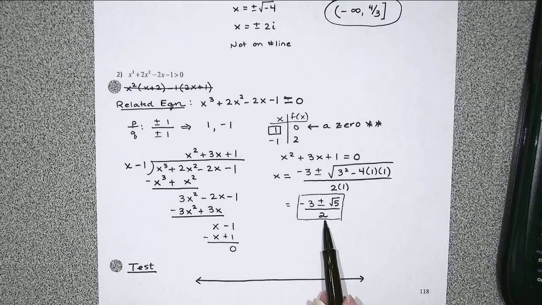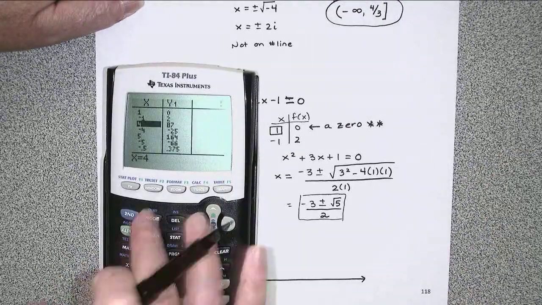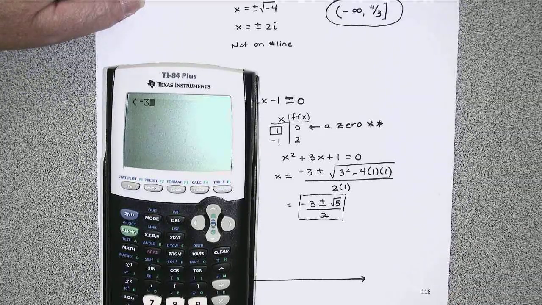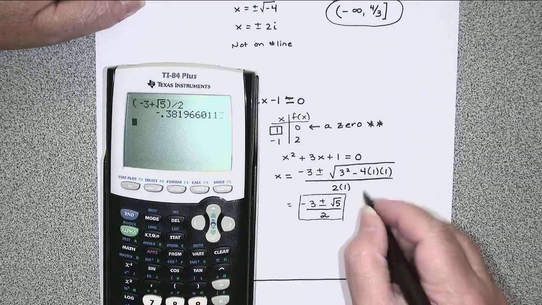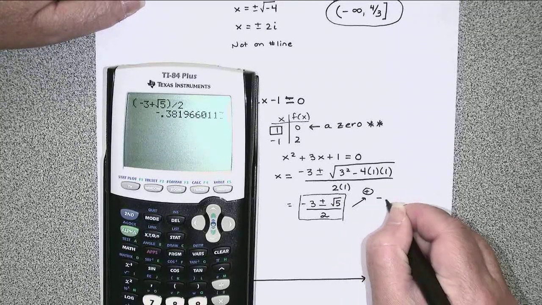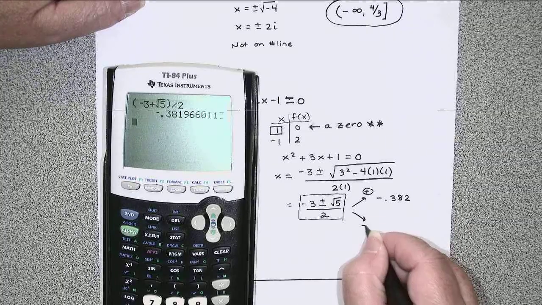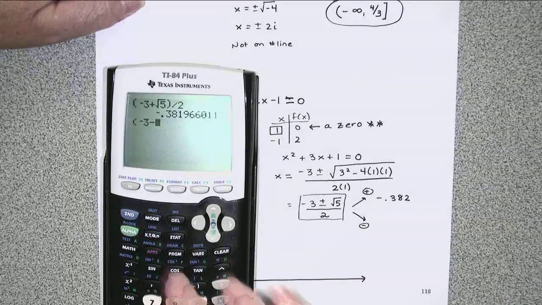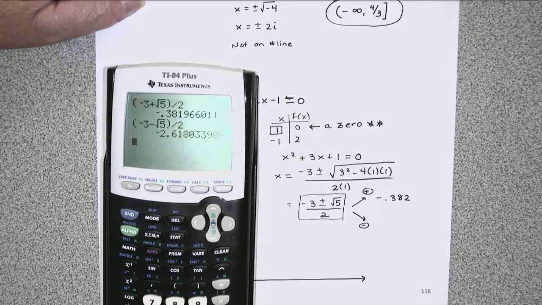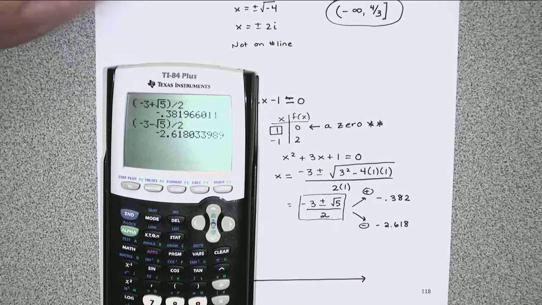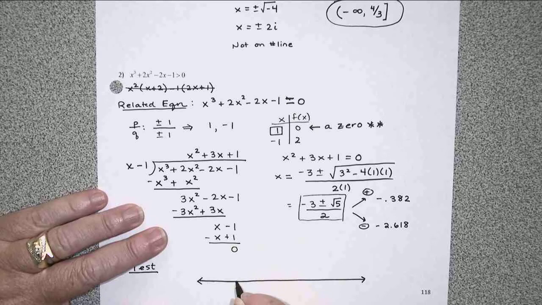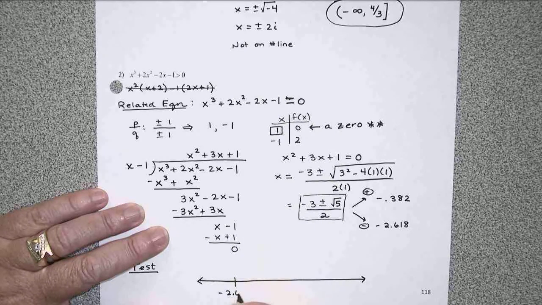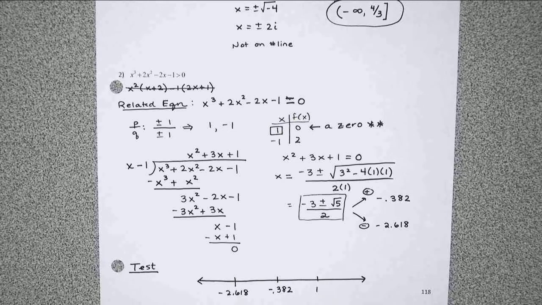Now I'm going to go ahead and get decimal values for these so we know about what numbers we need to choose when we plug in. So let's see, -3 plus the square root of 5 over 2 is about -0.382. And if I use the minus, I get about -2.618. So -2.618, -0.382, and then the 1 that we found from the rational zeros theorem become our values on the number line.